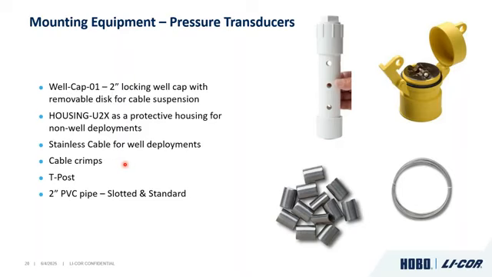Other equipment that would be needed: T-posts are very common, U-post, mast, and then 2-inch PVC pipe is good to kind of run your pressure transducer. So if you're doing a stream deployment, or you're trenching out an area to run some PVC pipe to get your transducer into a lake, 2-inch PVC pipe is very common. Slotted, obviously, for the area that you want to make sure is vented, and then standard for anything above ground if you're doing groundwater wells.